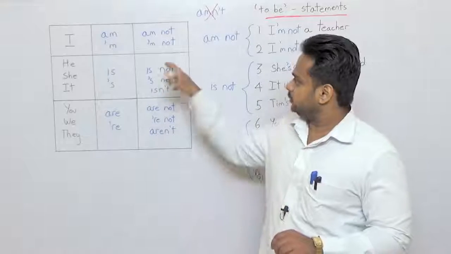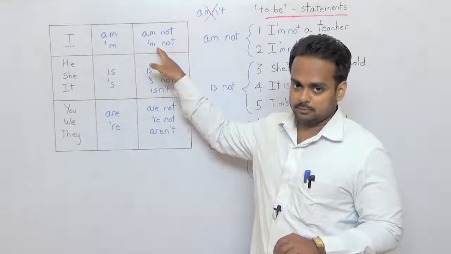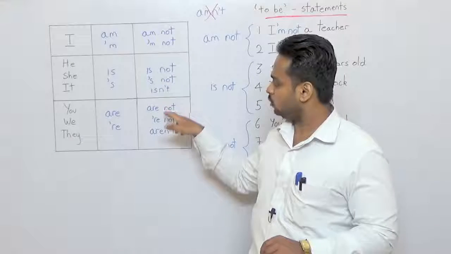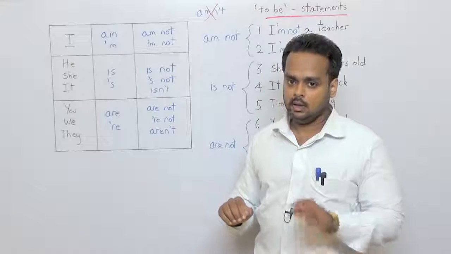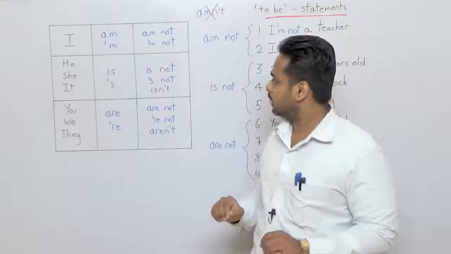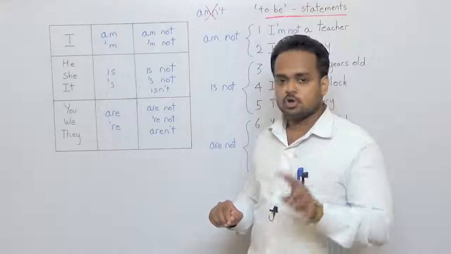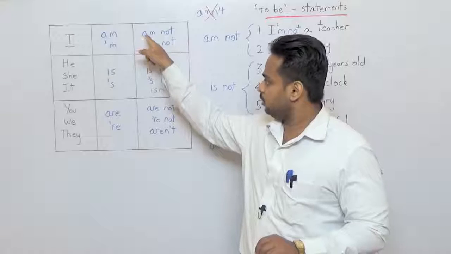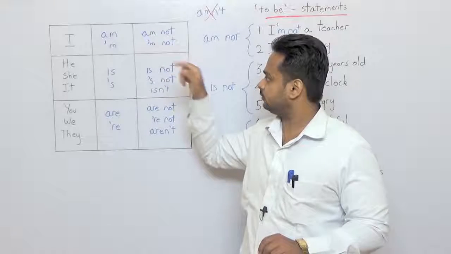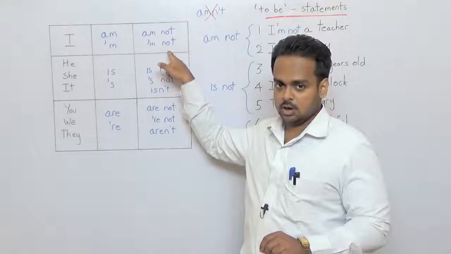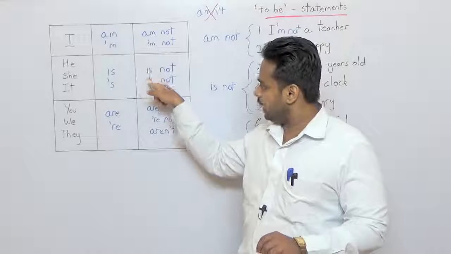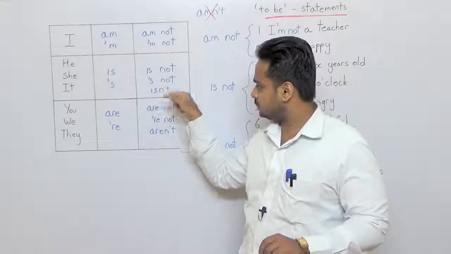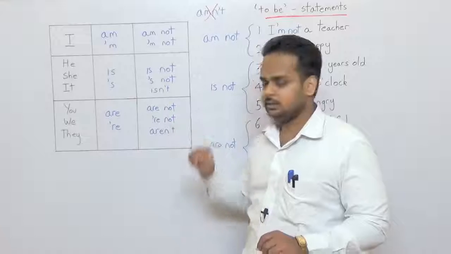You will notice that there's only one short form here for am, but there are two short forms for is and are. And I will tell you why that is. Now to make a short form, you can do it in two ways. The first is to remove the first letter and put an apostrophe. So apostrophe M not for am not. You remove I, so apostrophe S not, and apostrophe RE not.